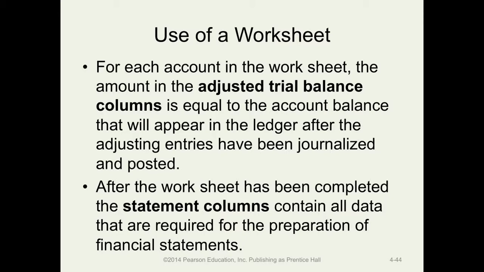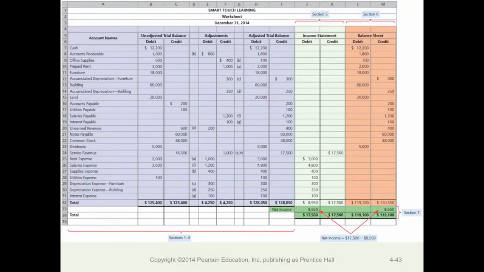After the worksheet has been completed, the statement columns contain all of the data that we need to prepare the financial statements. So going back, when you look at the worksheet, once you've gone through this process and you know that debits equal credits each step of the way, and the balance sheet now balances by the amount of net income, you're reasonably certain that these are the correct amounts.